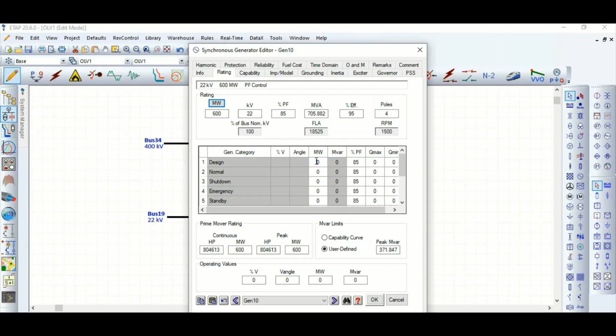This is a 600 megawatt generator, 0.85 power factor, so Q max is 371.847. This is the maximum reactive power the generator can generate. This is the minimum reactive power, minus 197.21.